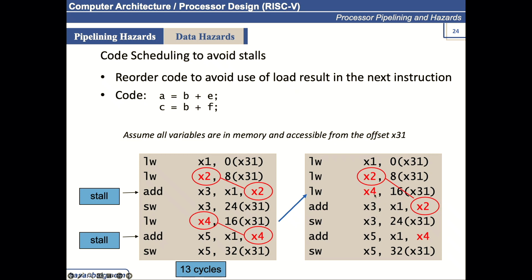Similarly, x4 is written here, but we are not using it in the next clock cycle, not even in the following clock cycle. It is used after 2 clock cycles. So we have avoided the data dependency, or the clock stalls, by rearranging the code. Again, you need to ensure that it does not change the functionality of the entire program.